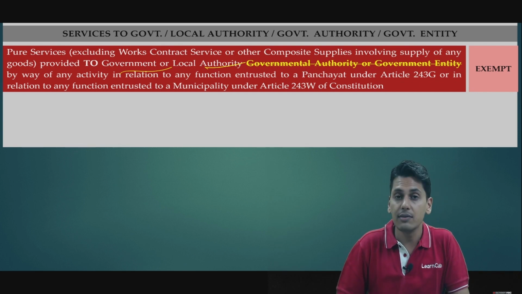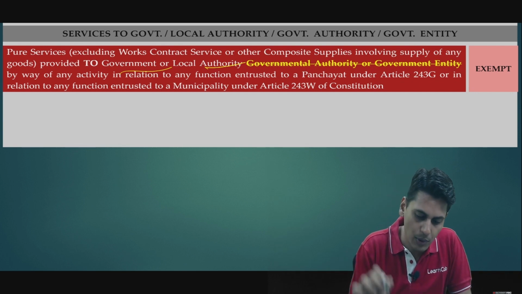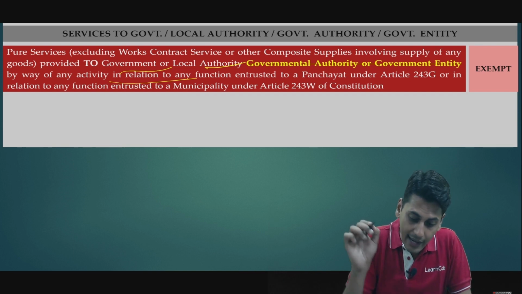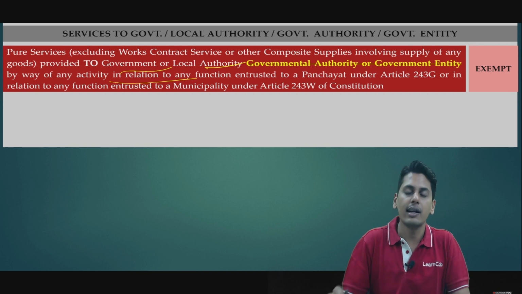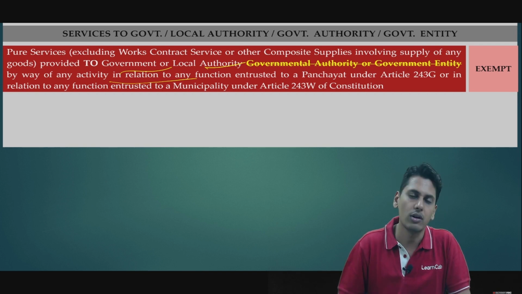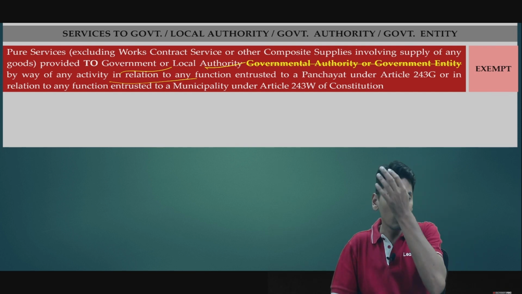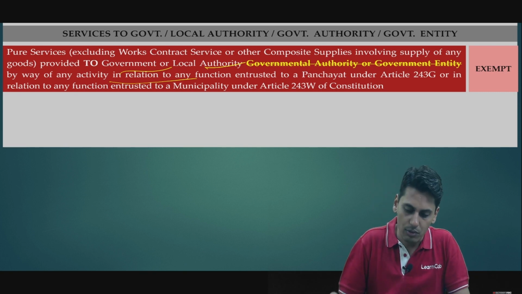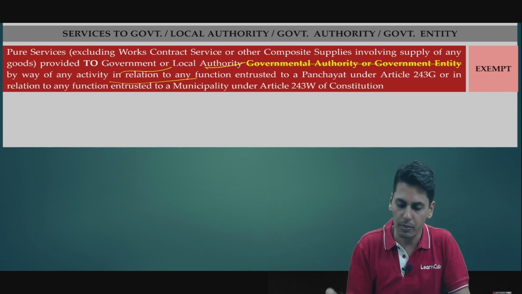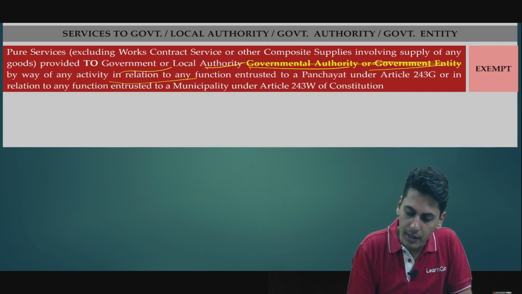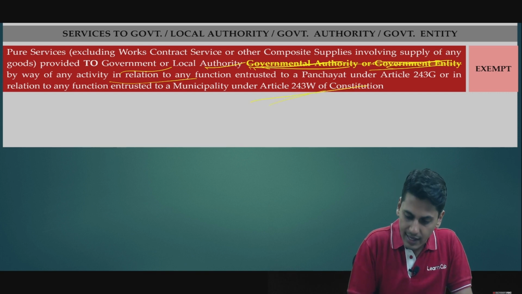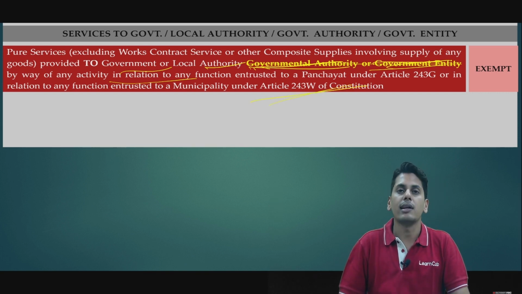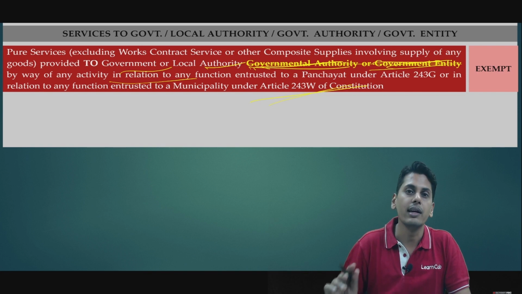Pure services, if they are provided to government or local authority, are exempted. Which services? Those provided by way of any activity in relation to any function entrusted to a panchayat or a municipality under Article 243G or 243W of the Constitution. If given to a government, local authority, governmental authority or government entity, they were exempted. However, this exemption has now been trimmed down. Governmental authority and government entity is removed, which means that pure services of this kind, if given to a governmental authority or a government entity, would be taxable.